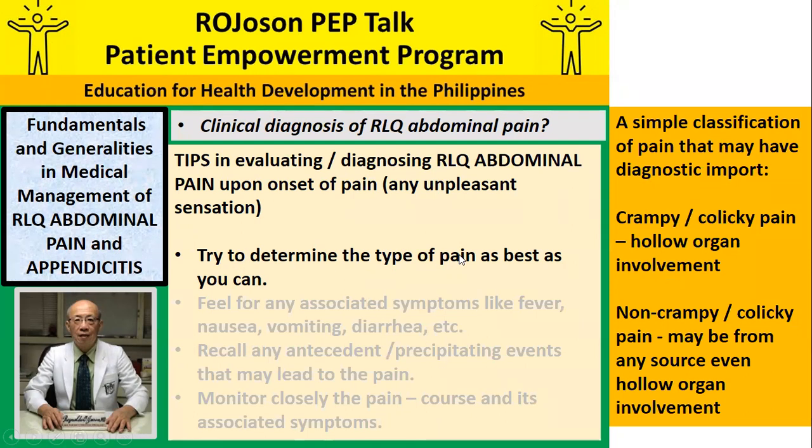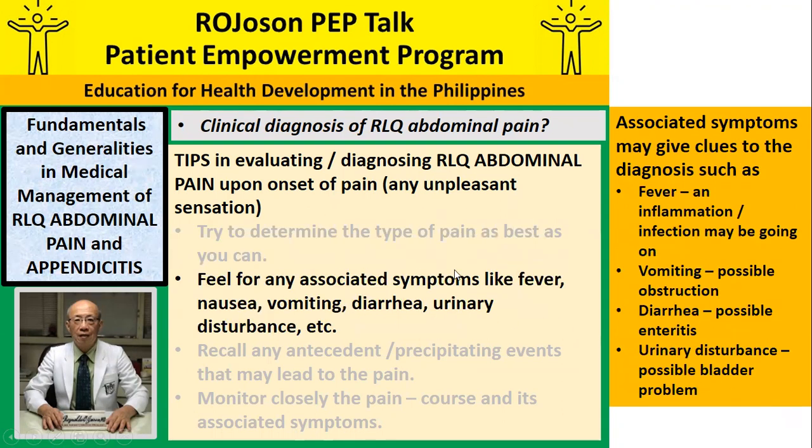So try to determine the type of pain as best as you can. As I said, it's not easy, but a simple classification that may have diagnostic importance would be the following. If it's crampy, colicky, you think of a hollow organ involvement. If it's not crampy, then it may be from any source. Even the hollow organ can be involved, because in the early stage of hollow organ involvement, the pain may not be colicky. It may not be as clear cut as maybe possible. So it will just present as any dull pain in the early stage.